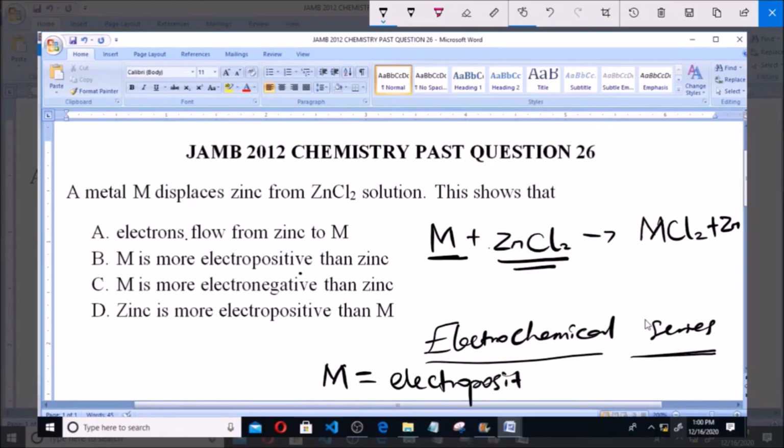It is more electropositive than zinc, because the higher its position on the electrochemical series, the higher its electropositivity and the higher its reactivity, and that is why it is able to displace zinc from this solution. But if the metal is lower than zinc in the electrochemical series, there is no way it will be able to displace zinc, because zinc will be more reactive than the metal. But because the metal is more reactive than zinc and occupies a higher position on the electrochemical series, it is more electropositive than zinc, and that is why it is able to displace zinc from this solution of zinc chloride. So the answer to the question is option B. M is more electropositive than zinc.